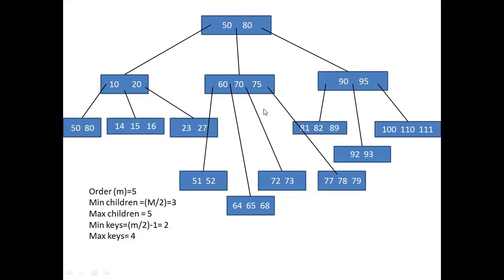So every node should have a minimum of 3 children, and maximum how many children can it have? Maximum m children. And how many minimum keys are allowed in this node representation? It is ceiling of m by 2 minus 1, so a minimum of 2 keys must be there, otherwise the property of B tree will be violated. All this information is needed when we consider different deletion cases. And the maximum number of keys any node can hold is 4, that is m minus 1.